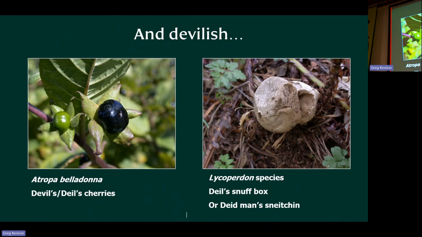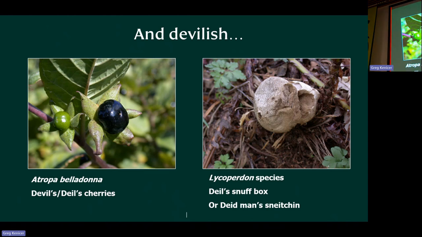So we've got devilish things as well. So lots and lots of examples of devil's plants, but I particularly like this one here because it's so perfectly descriptive of what looks like one of the tastiest things you can imagine. And it would taste nice. It'd be quite sweet as well. But this is Devil's cherries, of course, Atropa belladonna being a pretty toxic thing indeed.